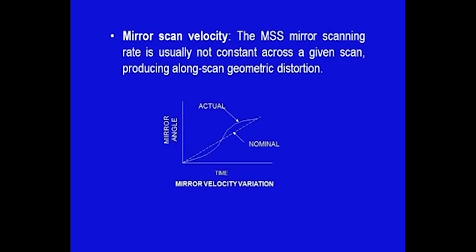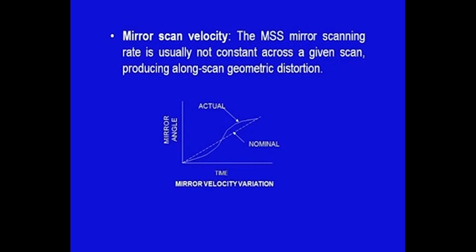Next is mirror scan velocity. The mirror scanning rate is usually not constant across a given scan and produces along-scan geometric distortions. The figure below shows the actual path of the mirror with mirror angle against the calibrated motion path.